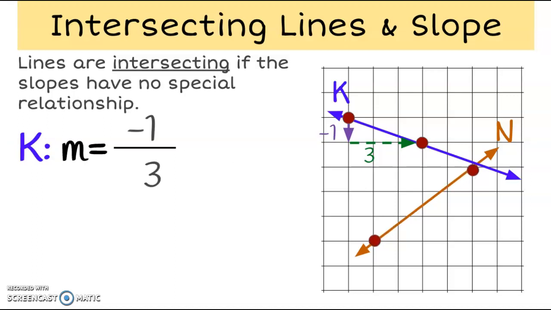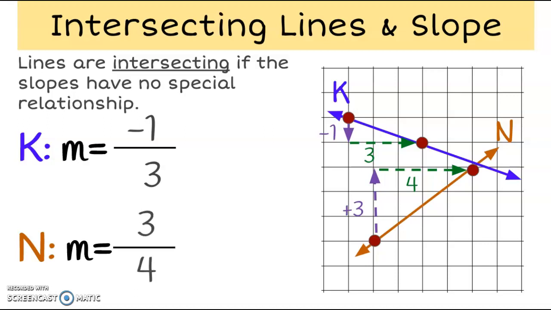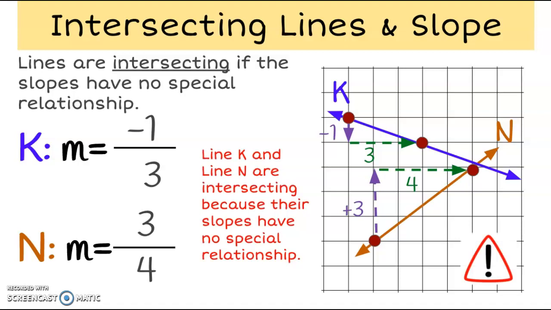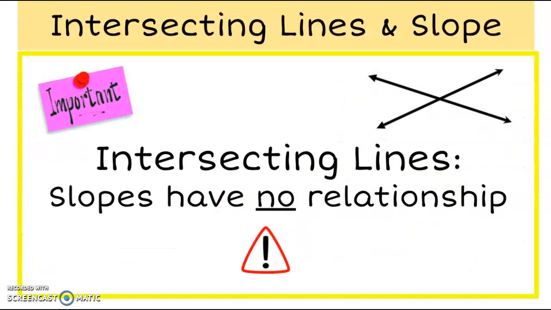Doing the same for line N, we start on the left and find our rise is up +3 and our run is +4. The slope of line N is +3 over 4. Line K and line N are intersecting because their slopes have no special relationship. They may have a 3 in common, but the rules for parallel and perpendicular do not apply. The main idea is that intersecting lines have slopes with no special relationship.